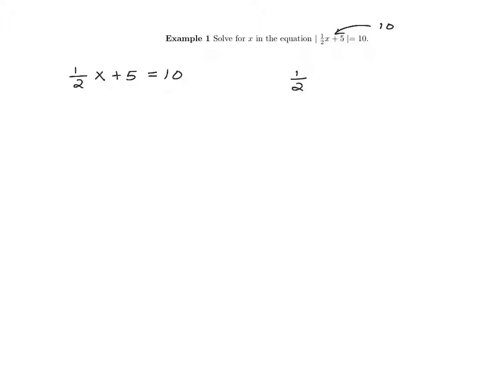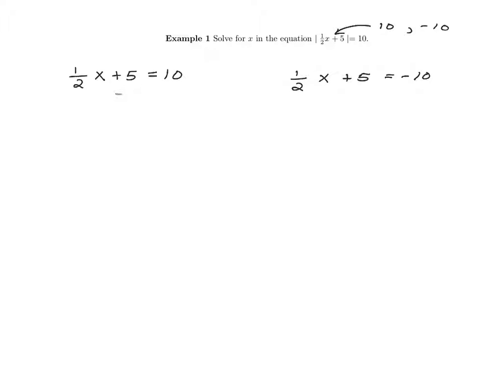But you can also take 1/2 x plus 5 and let that equal -10. If you put -10 into the absolute value, it would have to give you a solution as well. So here we have two equations, and we're going to get two different solutions. Solving both of these will be pretty similar.